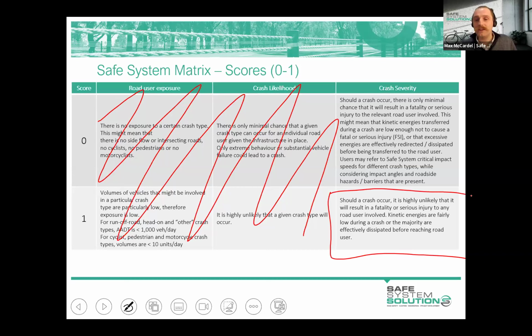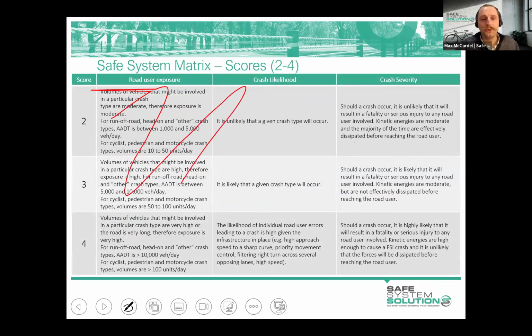A score of 1 for severity is highly unlikely that it will result in a fatal or serious injury. And that's something that I really want to make everyone aware of: the severity that we're actually analyzing is fatal and serious injuries. So we're not focused on minor injuries or property damage or things like that. That's not a focus of the SAFE system assessment. It is those deaths and serious injuries from that specific environment that you're looking at. So that's what we're focusing on.